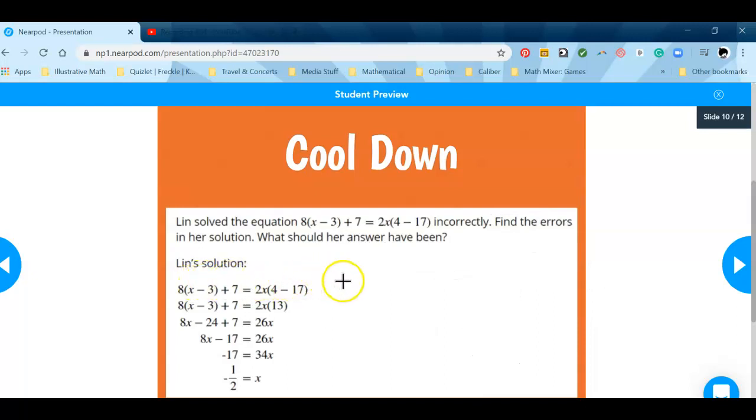So let's take a look at this cool down here. It says there's errors in our solution. Okay, so as I look at this, that didn't change, that didn't change. Oh, wait, this changed right here. So something happened here.